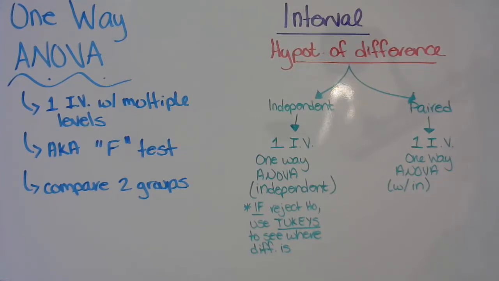Either way, you're going to have one independent variable. But if you have your people in an independent group, then you have a one-way independent ANOVA. And if this is the kind of problem that you're dealing with, if you reject H0, make sure that you use two keys to see where the difference between the two groups is. Now, if you have paired, then you are going to have your one independent variable and you're going to have a one-way within groups ANOVA.